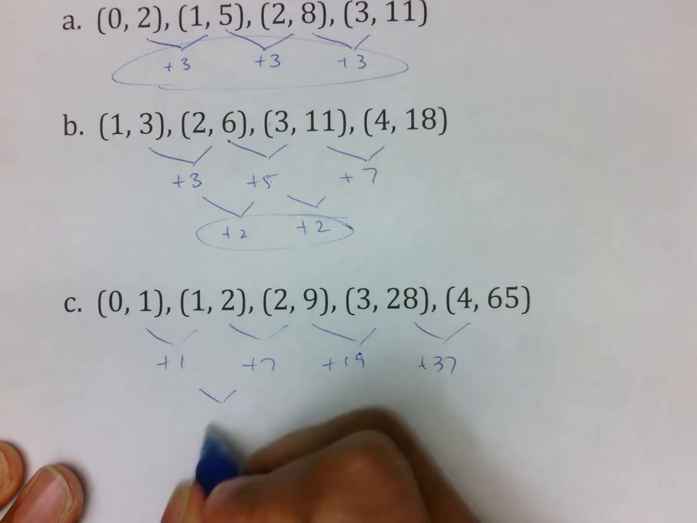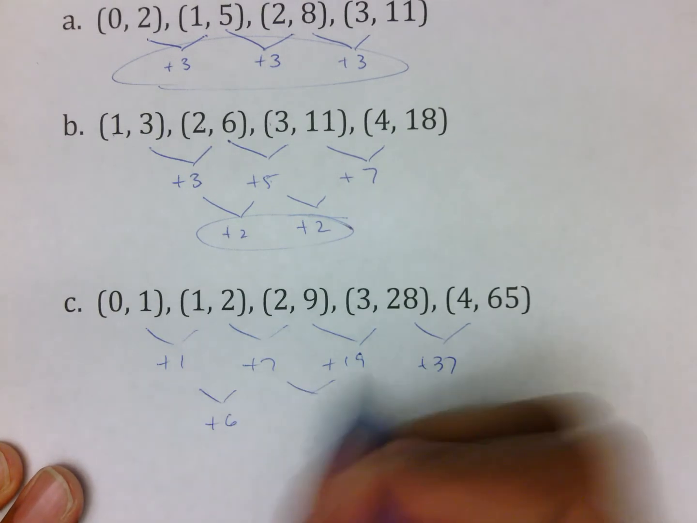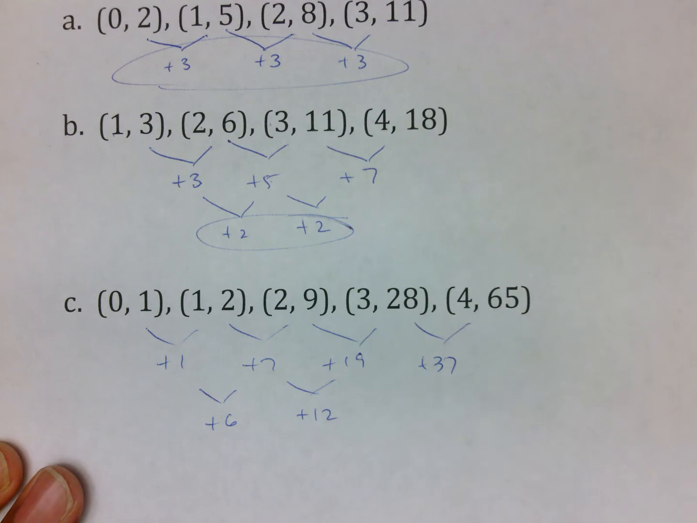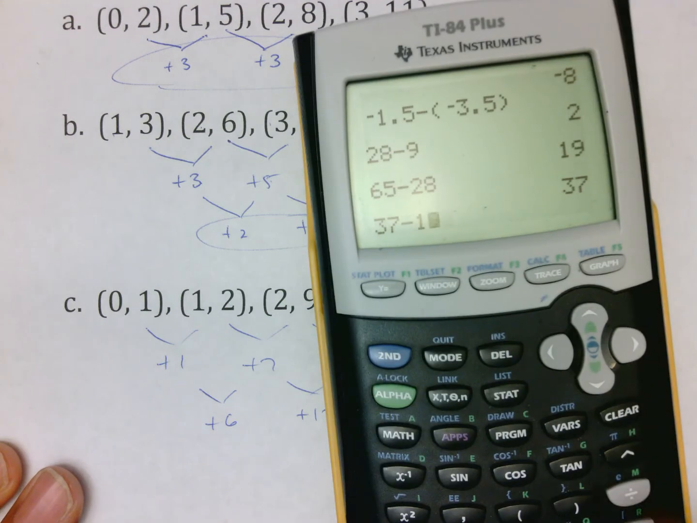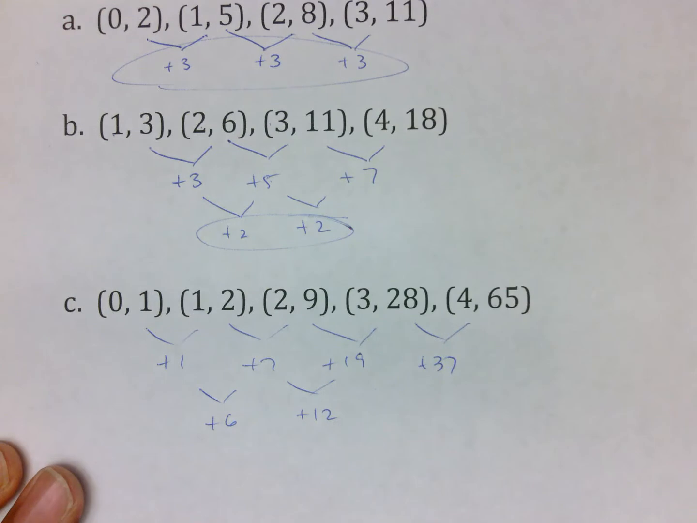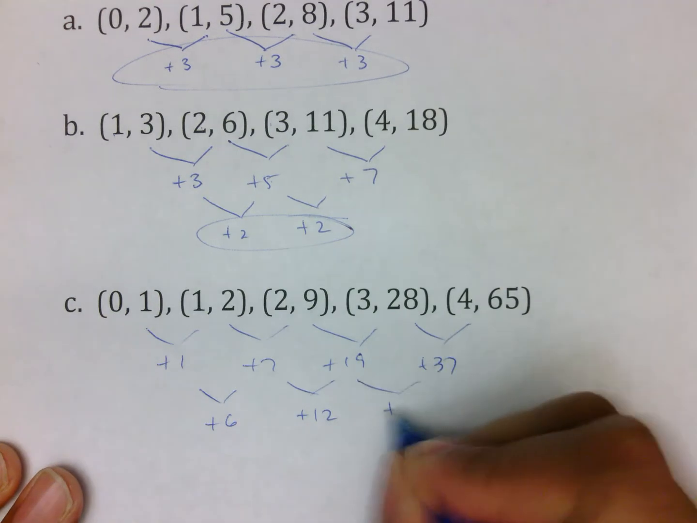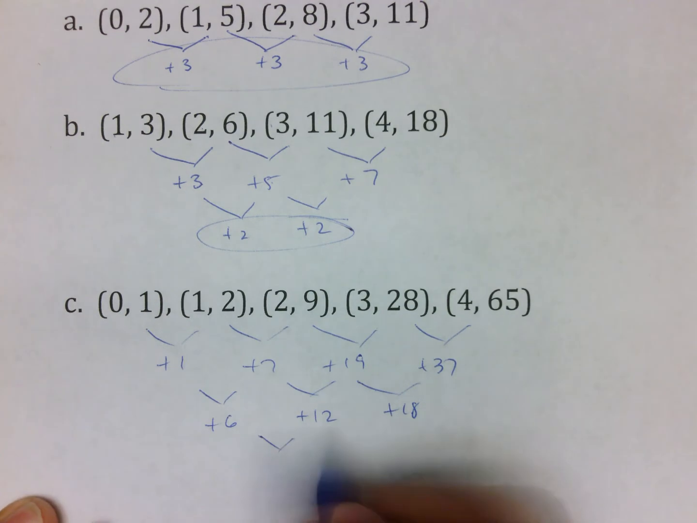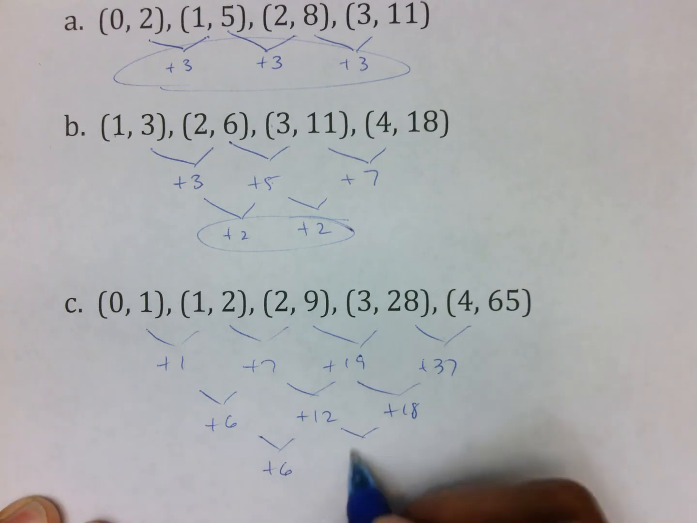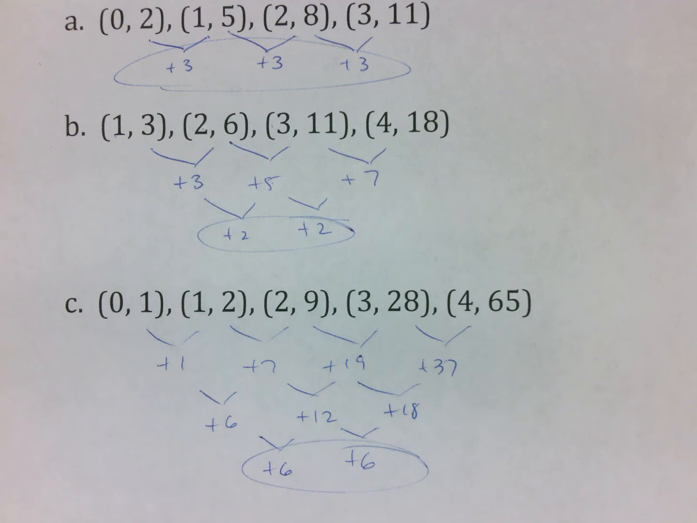So we look at this. From 1 to 7 is plus 6. From 7 to 19 is plus 12. I don't know 37 to 19, so I do 37 minus 19 to find out that that is plus 18. And again, still not a common difference, but what we were taught to do is to check it 3 times just to see. From 6 to 12 is plus 6. From 12 to 18 is plus 6. We have our common difference, and it took us 3 times to get there.